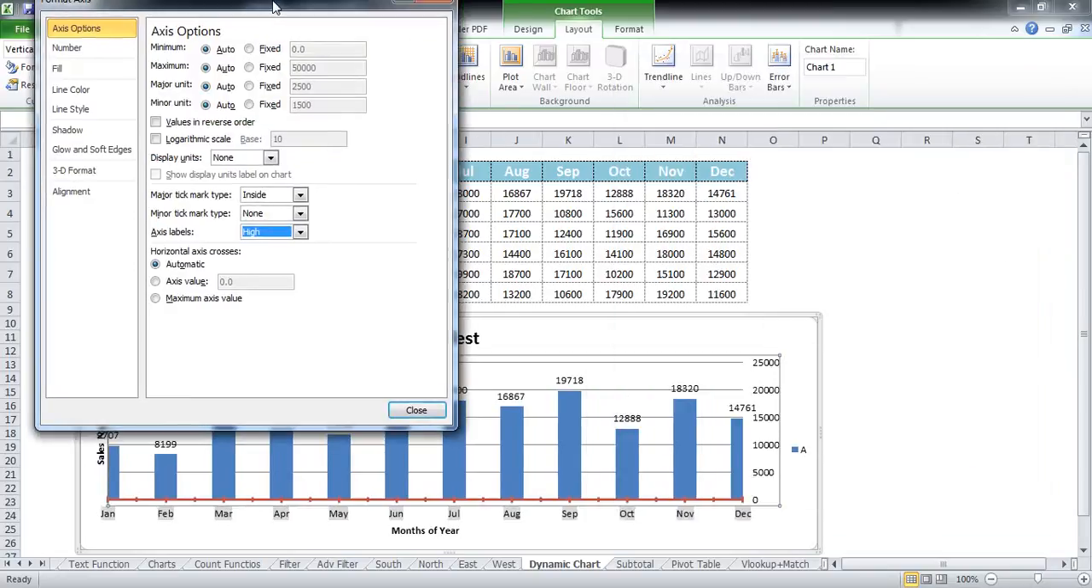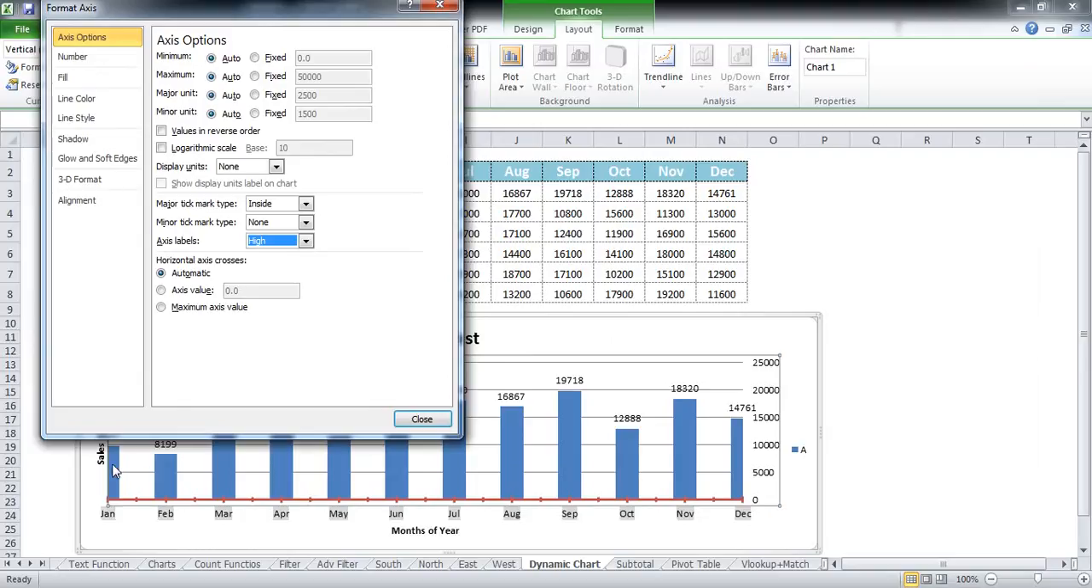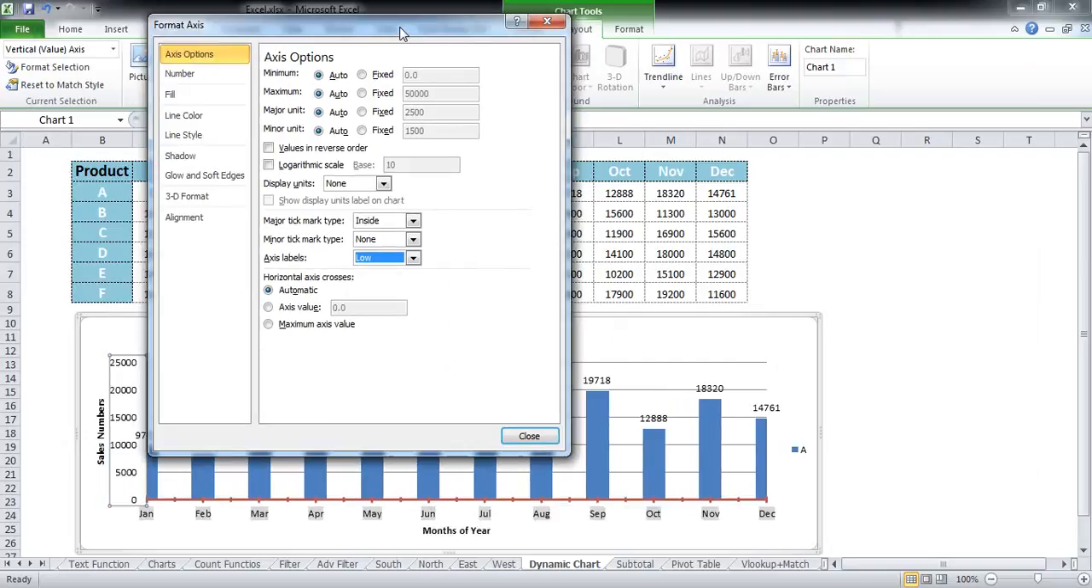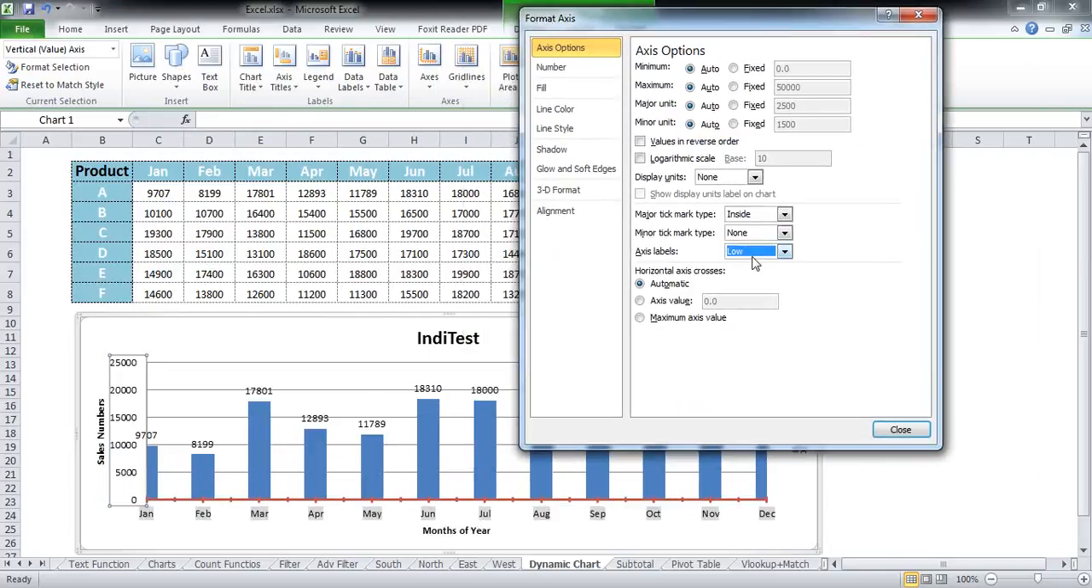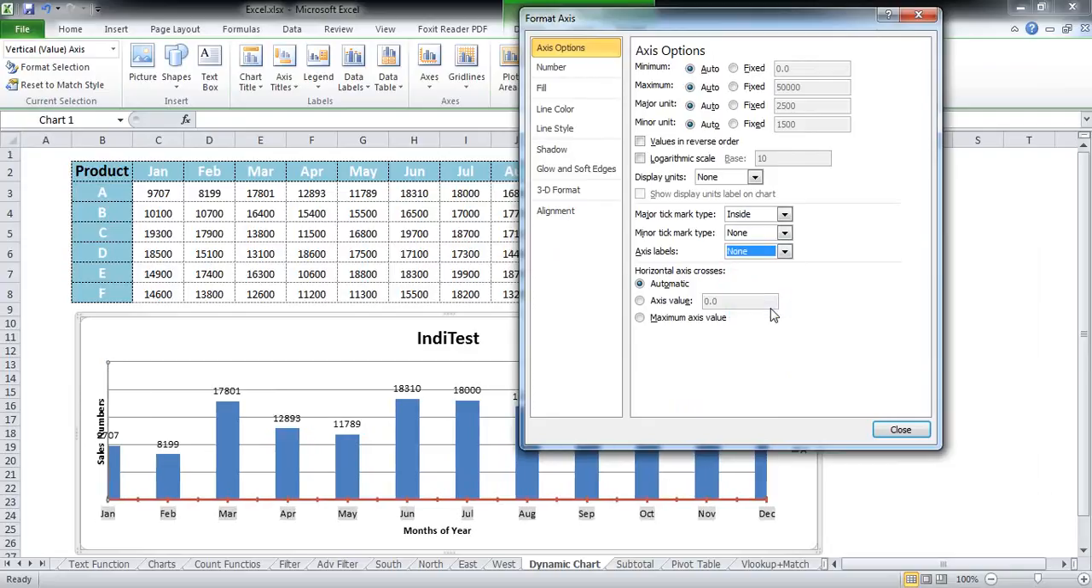If you want your axis to appear on the right side, select High. If you want it on the left side, select Low. What if you wanted none? If you don't want the vertical axis to have numbers, you can select None.